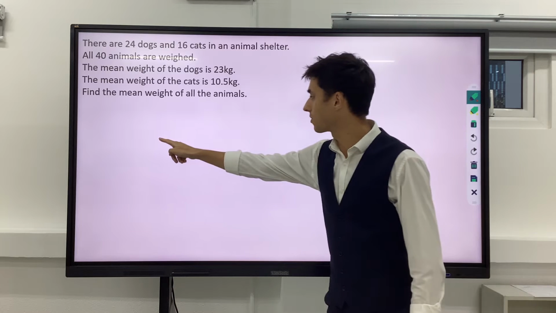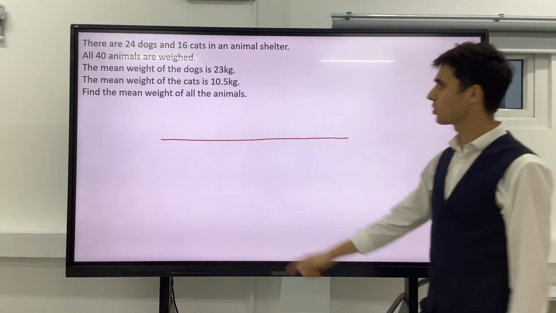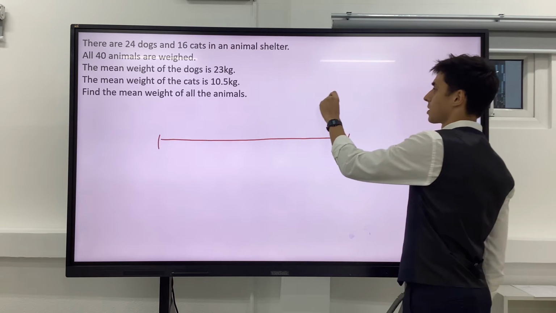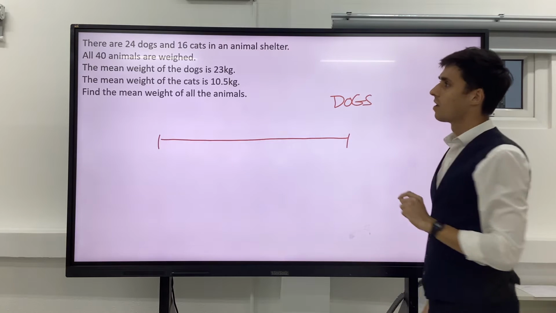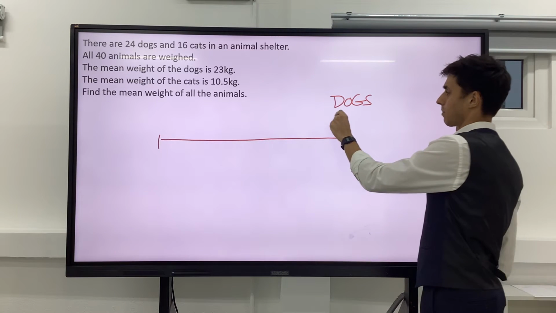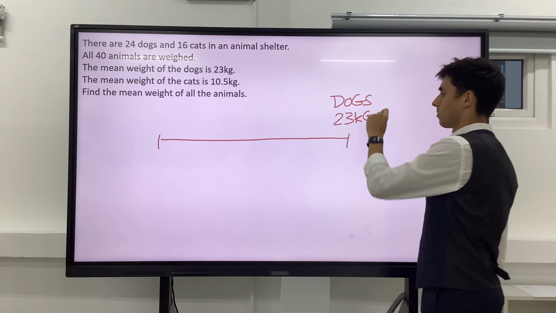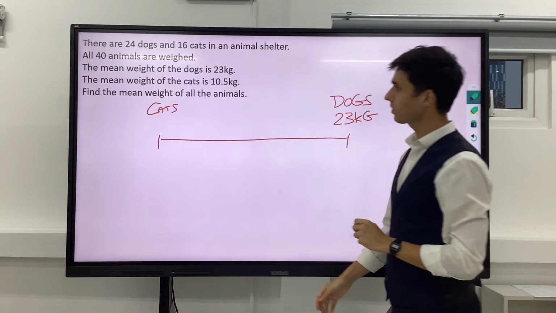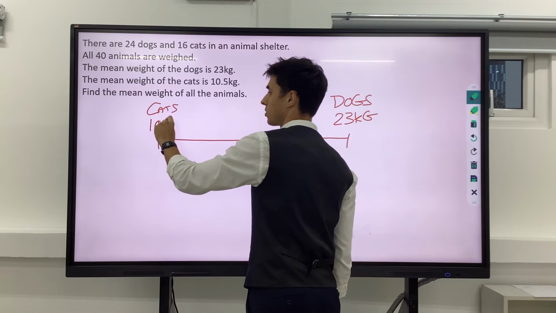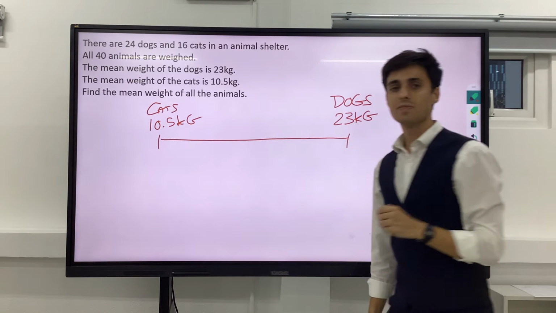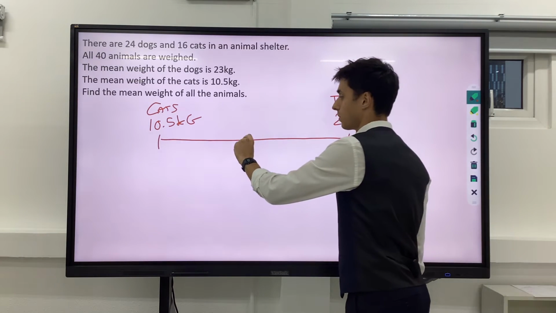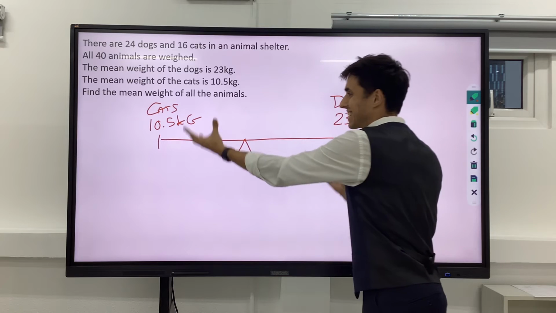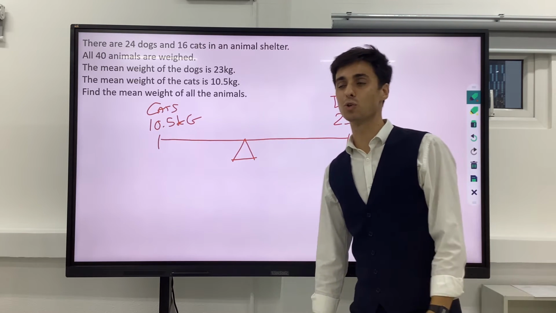So let's set up our method the same way. We always draw a number line. And on our number line, the dogs are at the heavy end. So let's put dogs over here. And they were 23 kilograms on average. The cats were at the lighter end. So cats over here, they were 10.5 kilograms on average. That means the combined mean of both of them must be somewhere in the middle. So once again, we're thinking of this sort of balancing seesaw somewhere in the middle of the two means.